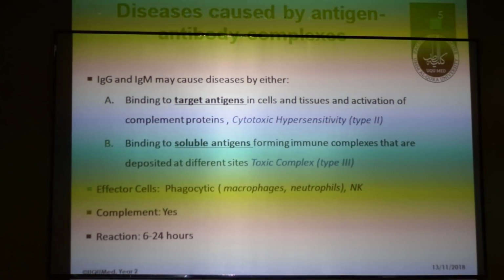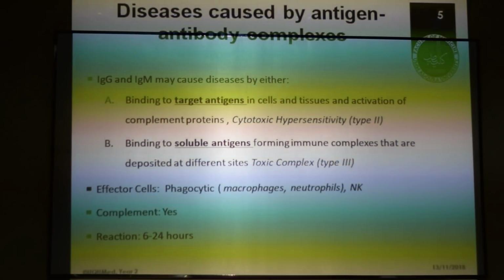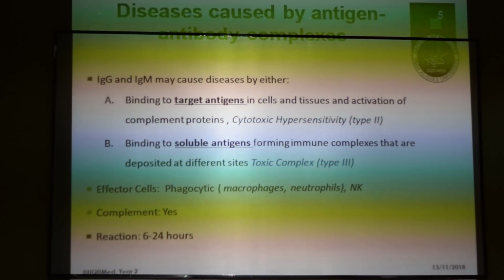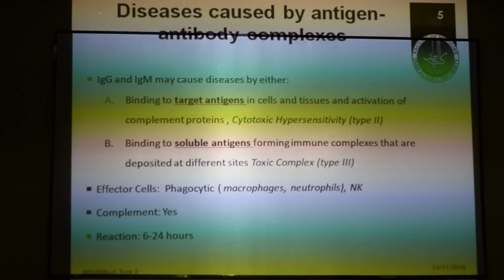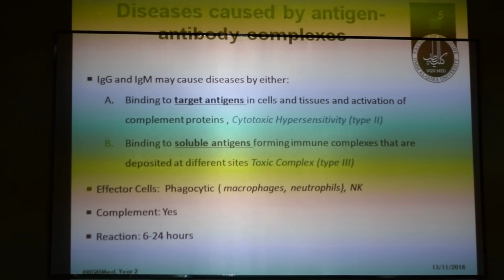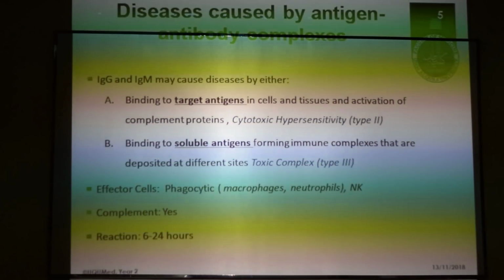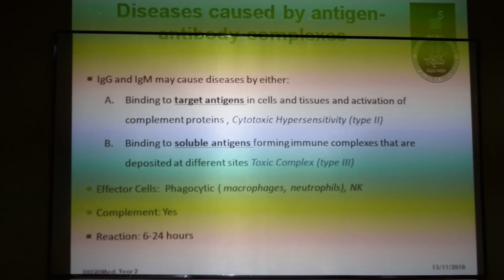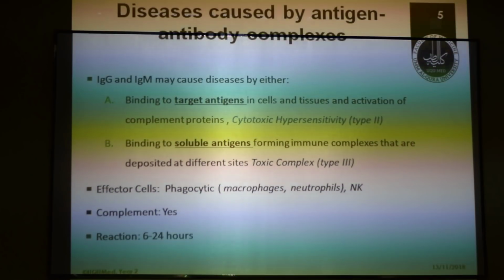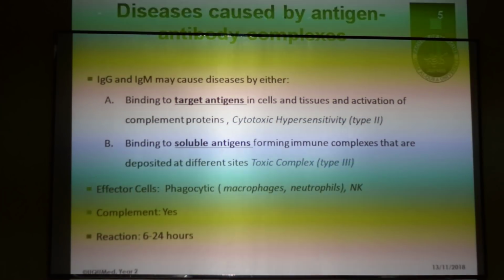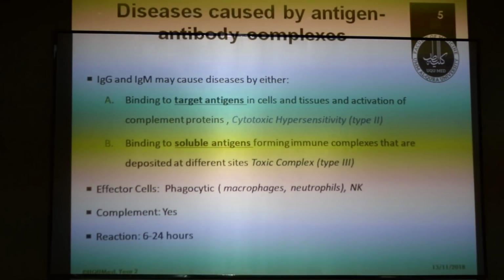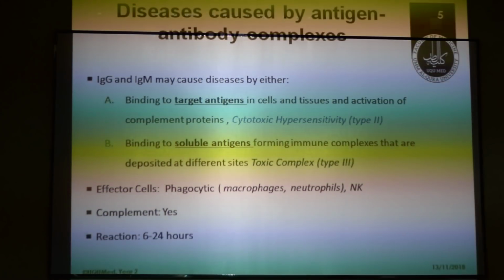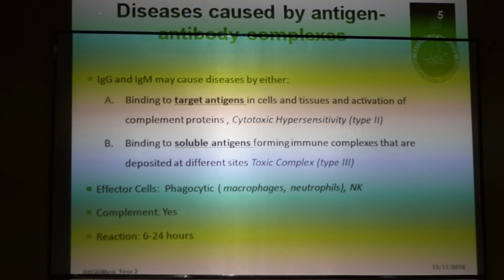But what you have to understand is type 2 is more specific, tissue specific. The antibodies will go to the tissue and bind with the antigen, or bind with the surface of the cell. While in case of type 3, the antigens are circulating, antibodies are circulating, anywhere they can bind each other, make precipitates, and then those immune complexes are deposited at different places. So that's the main difference between type 2 and type 3.